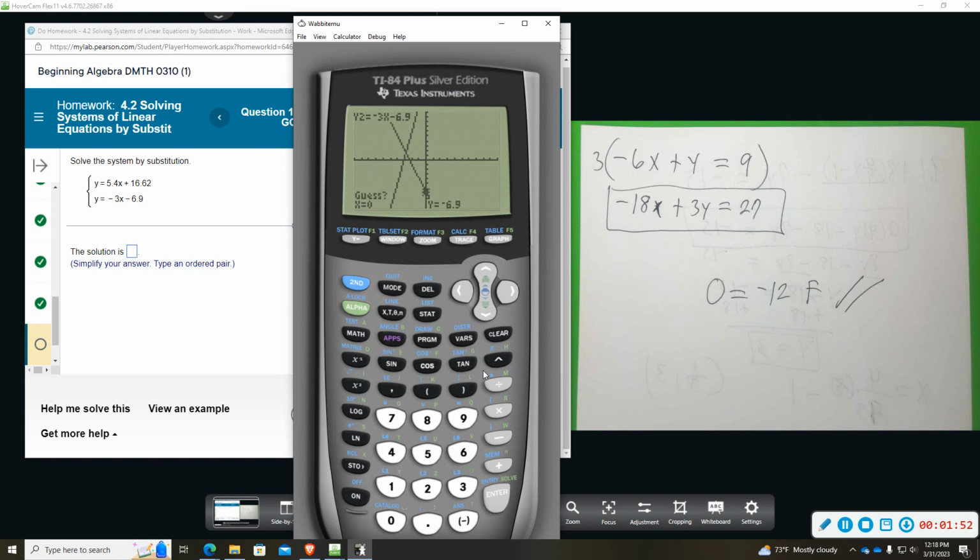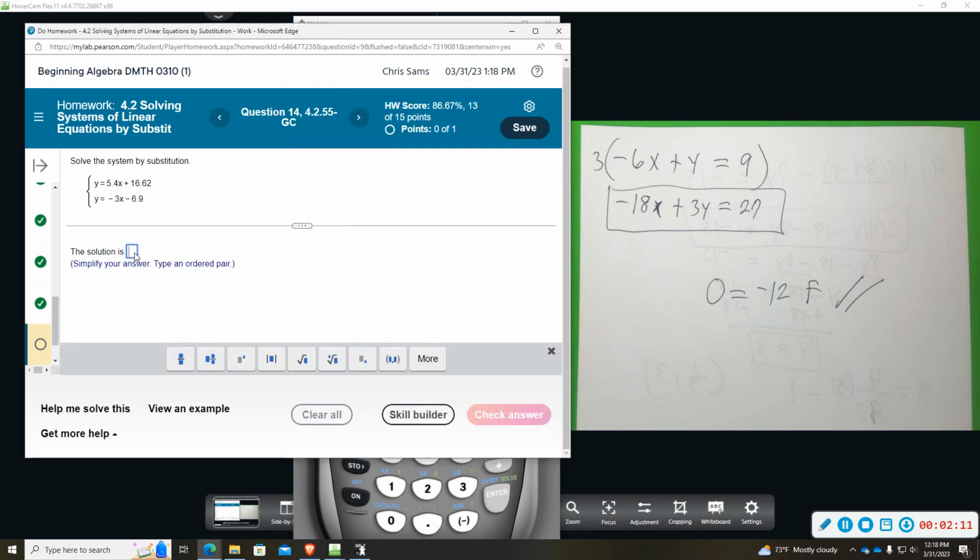It says, do you want to guess? If you wanted to, you can arrow the cursor on top of that, but you don't have to. You can just hit enter a third time. And it shows me at the bottom, the x is negative 2.8, y is 1.5. Negative 2.8, 1.5. And that will give me this.